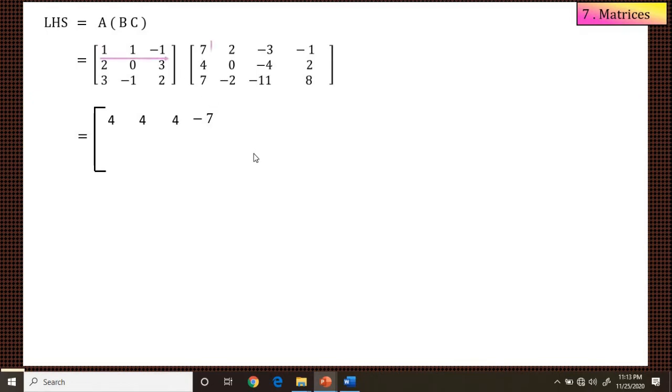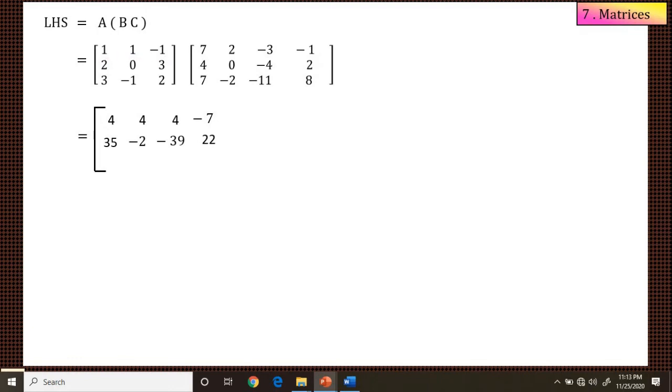Therefore second row elements and first column elements are operated, and you will get a value 35. And with the second column elements, if you operate, you will get minus 2. And with the third column elements, you will get minus 39. And last column elements, if you operate, you will get 22. So these are the second row elements.